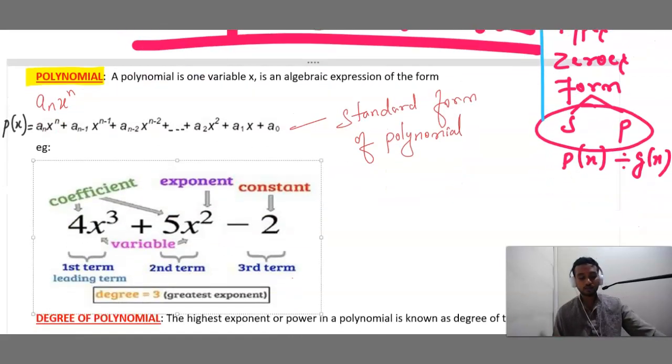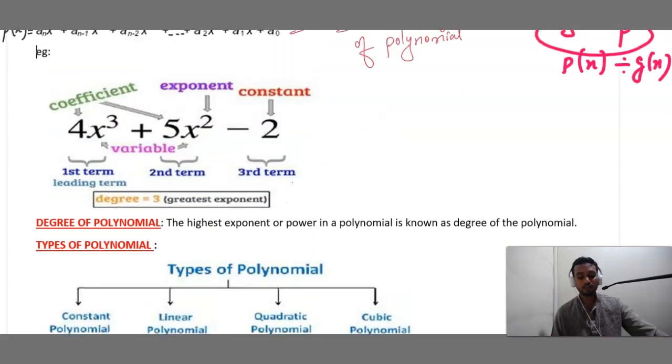Now, let me study one basic concept: how to identify which element is which. We can see here 4x cube plus 5x square minus 2. Here 4 is known as the coefficient, x is known as the variable. Please remember, next to the plus or minus, whichever alphabet you observe, that alphabet will be the variable. So x is the variable, 4 and 5 are constants multiplying it. Here x cube is a variable term, here x square is also a variable term. But here there is no x, only a number, so it is known as a constant. This is the first term, this is the second term, and this is the third term.